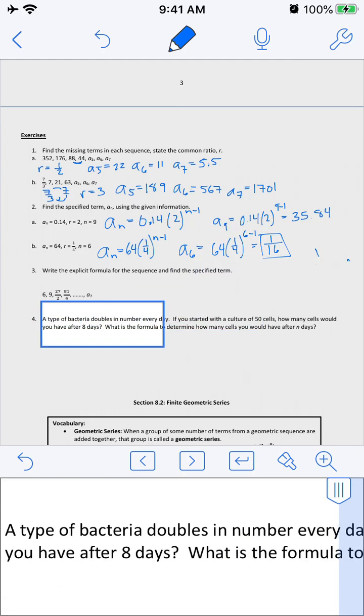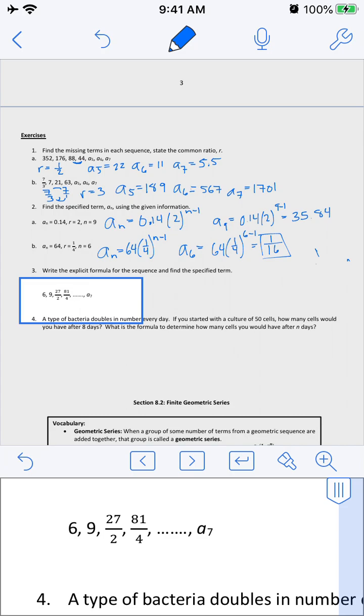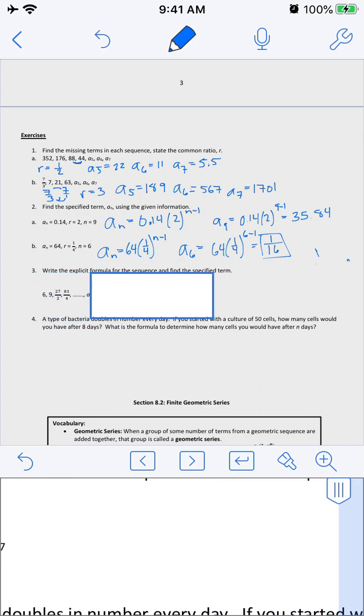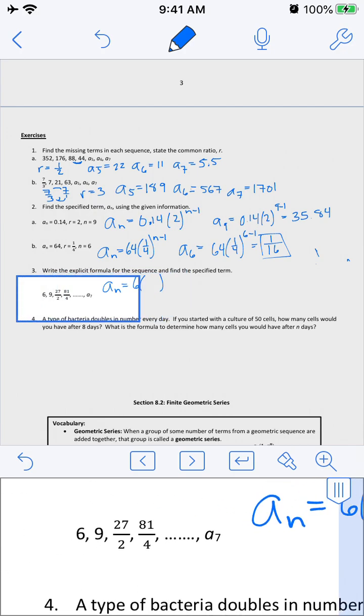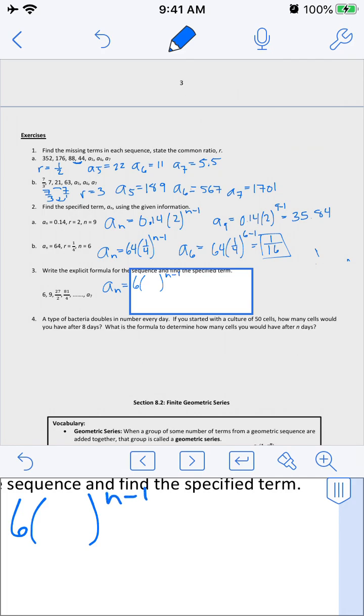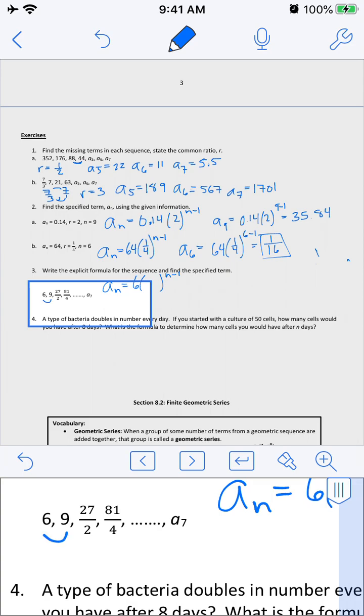Write the explicit formula for the sequence and find the specified term. So we need to write the explicit formula. We've been doing that for 3 problems now. Let's see. Our first term is 6. I'm not really sure of my ratio here, but I know that there's an n minus 1 up there. Okay, so these are the pieces I can pull straight out. Now, how do you get from a 6 to a 9? Well, 6 to 18 would have been 3. That's not going to work. But half of that? 2? Okay. Maybe I'm not seeing it there.